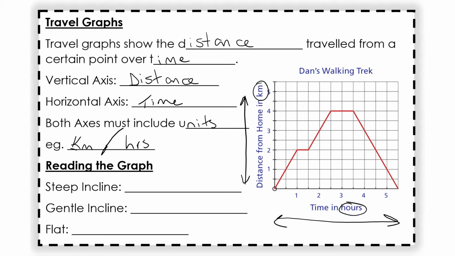hours. Reading the graph. If the incline is steep, like this here, they are traveling fast. If it's got a gentle incline, such as if it was traveling at an angle such as this line here, they would be traveling slow. Now if it's flat, such as that flat section here, that means they have stopped.